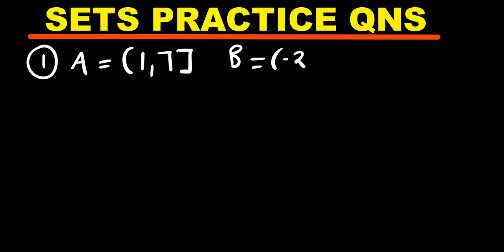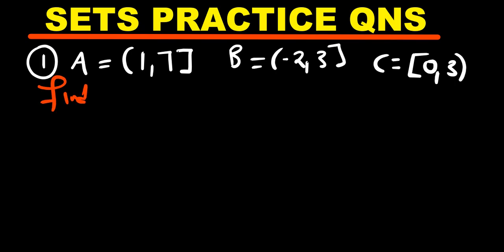Let's say you're given set A is this, B is that, and let's say C is something like this. Now we're asked to find A intersection B and A union B. So how are we going to solve these sets?